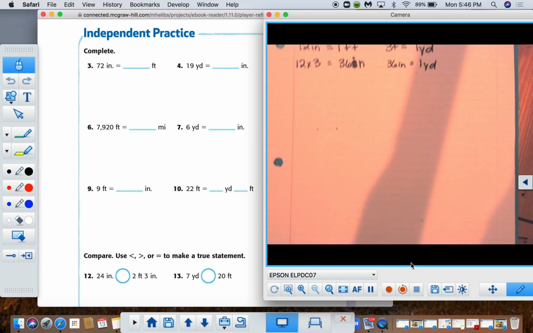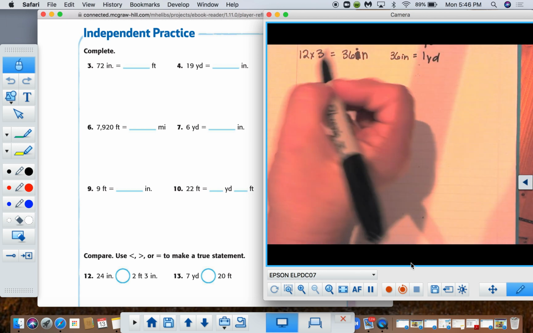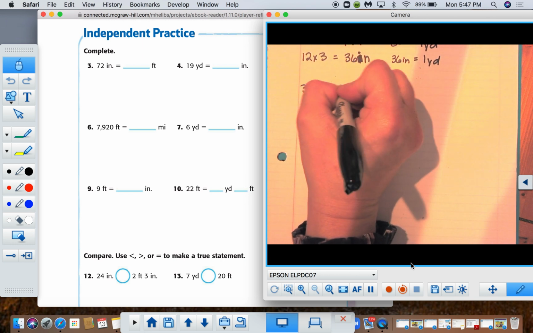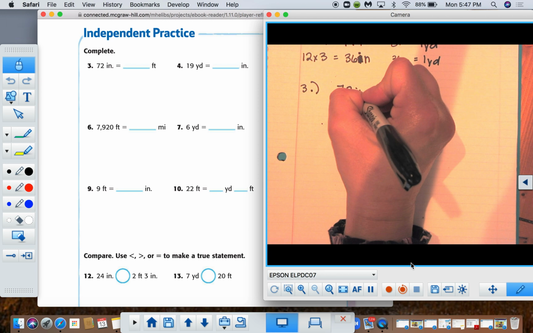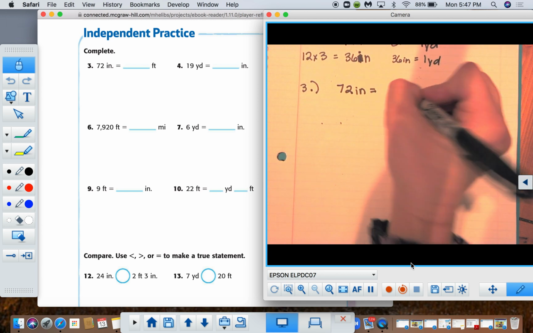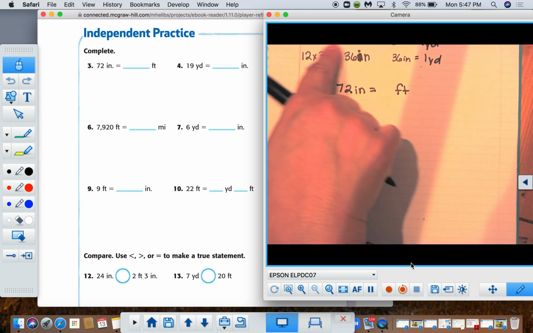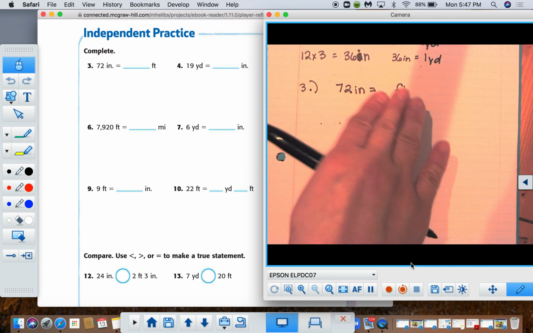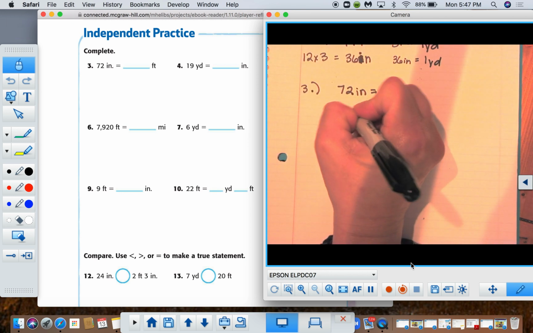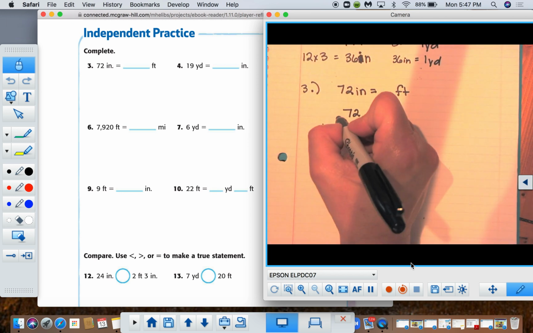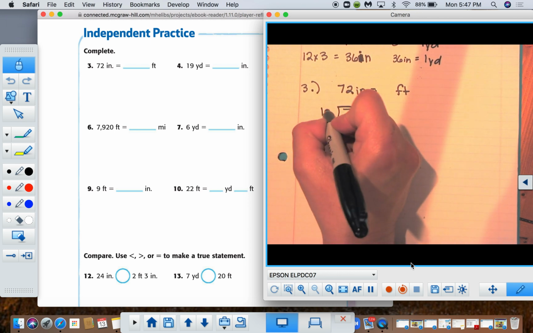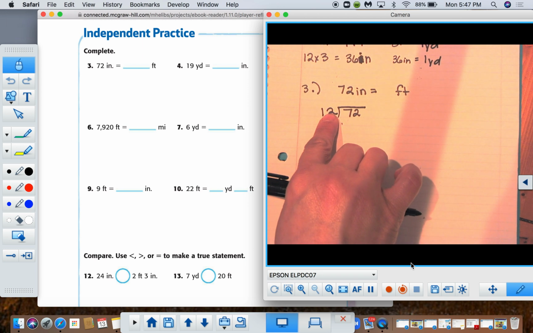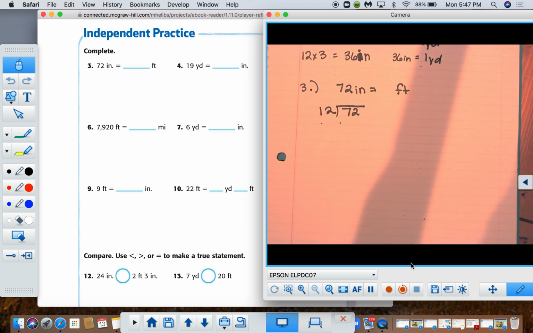Okay. So, for example, you're going to work on number 3. And we have 72 inches is equal to feet. I need to change my inches to feet. So, how many feet are there? So I'm going to do 72, and I'm going to divide that by 12, because I know that there's 12 inches in a foot. Okay?